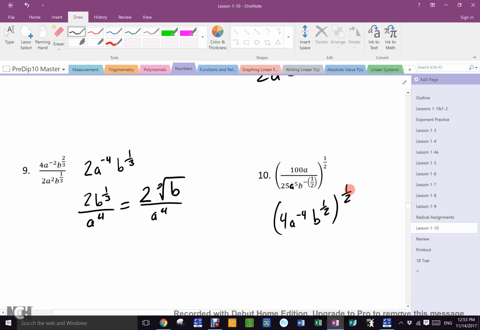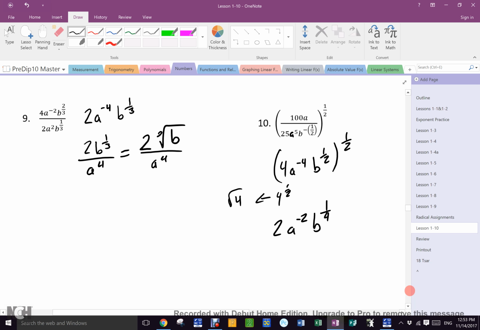The 1/2 goes to where? To everything. What's the 4 to the 1/2? That's the same as the square root of 4, which is 2. A to the what? Negative 2. B to the what? To the 1. Somebody always says 1. What is it? I'll give you a moment to stop and think about it. 1/4. I know that from science. No, you know it from grade 3 math.